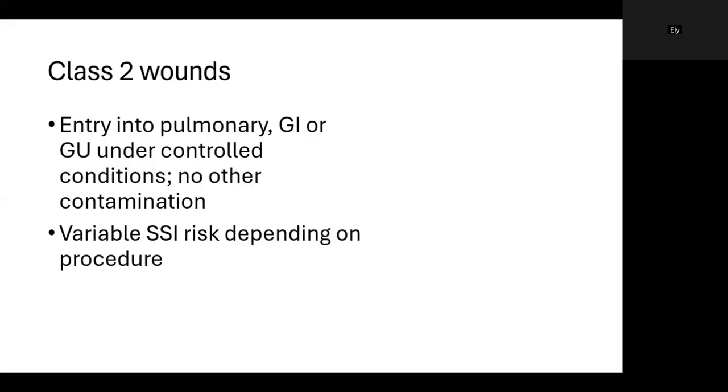Class 2 wounds are clean contaminated. These include wounds that have controlled entry into the pulmonary, GI, or GU systems with no other contamination present. These include any opening into the GU tract in urologic surgeries, such as nephrectomies, where we have to cut the ureter, cystectomies, endoscopic cases, as well as vaginal cases as well.